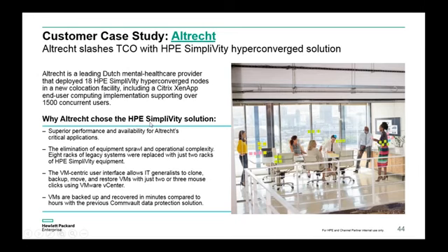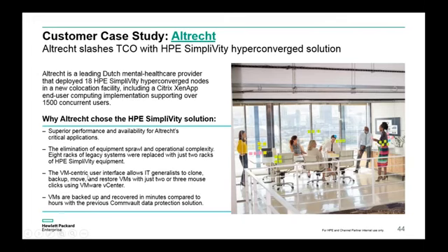So what they have seen, and why they chose the HP SimpliVity solution, is the superior performance and availability for their critical applications, and the elimination of equipment sprawl and operational complexity. 8 racks of legacy system were replaced with just 2 racks of HP SimpliVity equipment. So it means 75% of the rack space was saved.